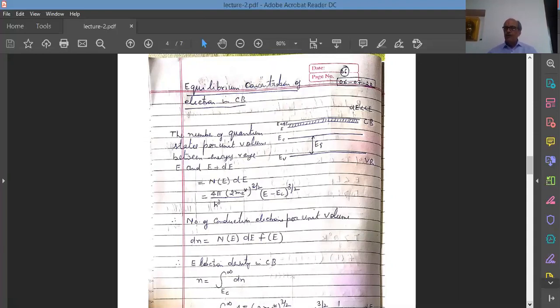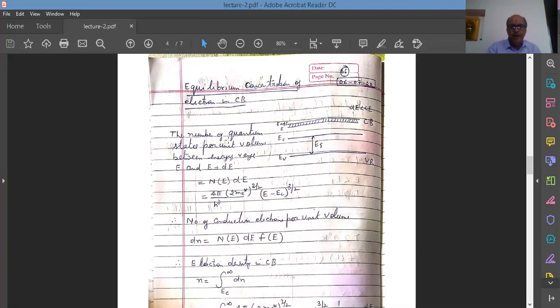So what we do now is divide the energy space from EC to infinity into small strips. We take an energy range lying between E and E plus dE, and here we assume that dE is much smaller than E, so we can write down our density of states function over this region. So this range here is now dE.